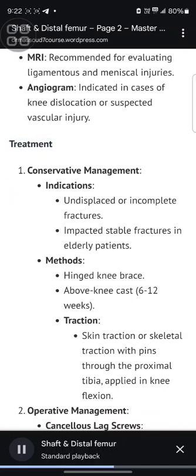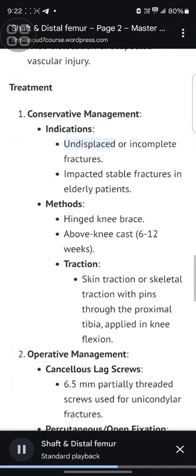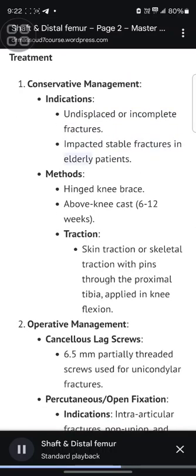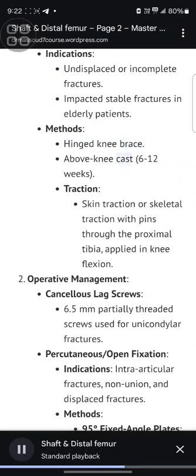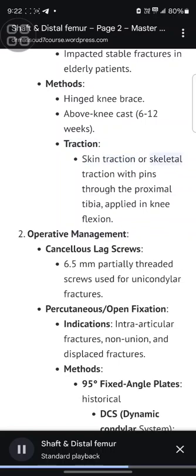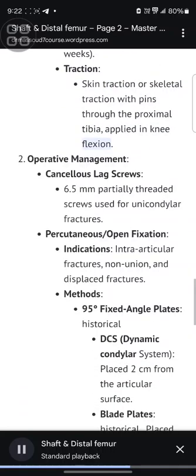Treatment. 1. Conservative management. Indications. Undisplaced or incomplete fractures. Impacted stable fractures in elderly patients. Methods. Hinged knee brace. Above knee cast, 6 to 12 weeks. Traction. Skin traction or skeletal traction with pins through the proximal tibia, applied in knee flexion.